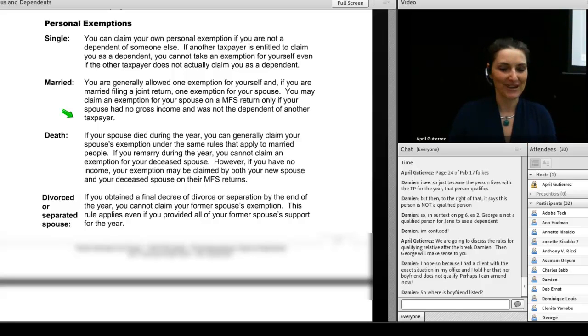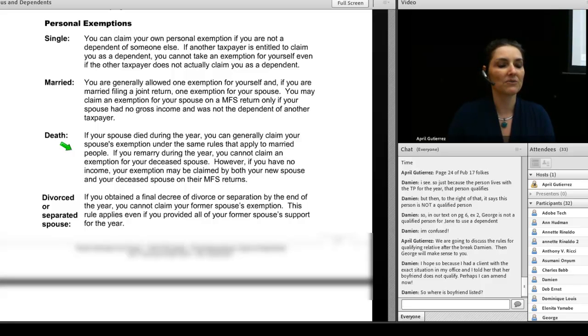These rare things do come up. Death. If your spouse died during the year, you can generally claim your spouse's exemption under the same rules that applied to married people. If you remarry during the year, you cannot claim an exemption for your deceased spouse. However, if you have no income, your exemption may be claimed by both your new spouse and your deceased spouse on their married filing separate returns.